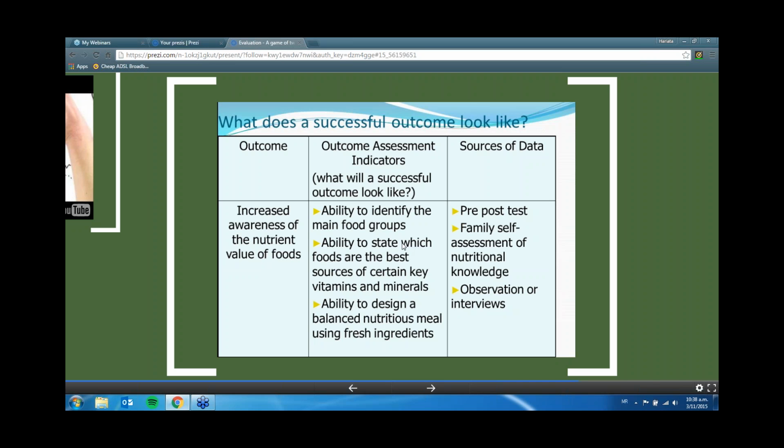And we thought, well, if you were successful at that, you'd have people who'd be able to identify the main food groups, people who would be able to state which foods are the best sources of key vitamins and minerals, and participants who are able to design a balanced, nutritious meal using fresh ingredients. So again, I'm committing you to the next level in the two halves and forcing you to have a look at what success looks like from the service user's perspective.